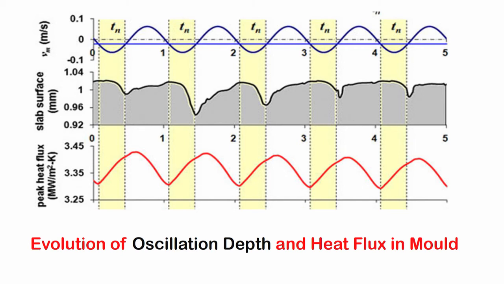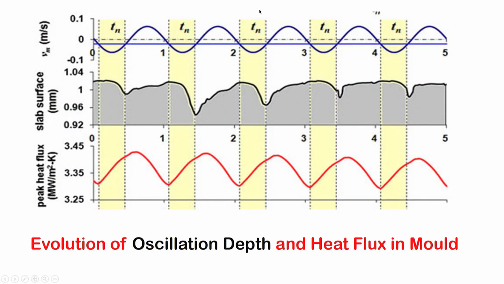Now, let us see what is happening. Some people have actually tried to do mathematical modeling of how mould oscillation influences the slab surface contour, that means the depth of the oscillation marks, and also how it affects the heat transfer inside the mould. So, let us look at it. The top one shows different cycles, the first cycle, second cycle.